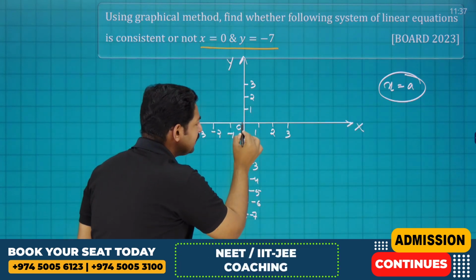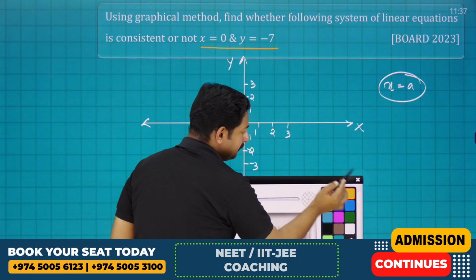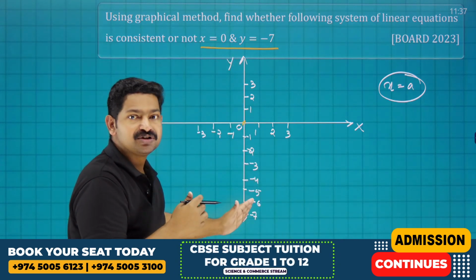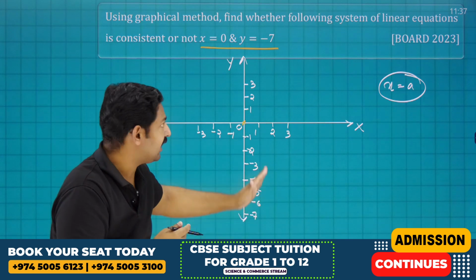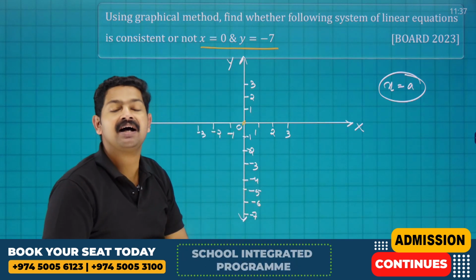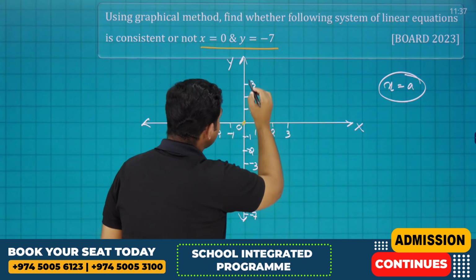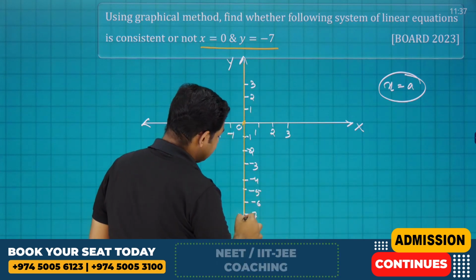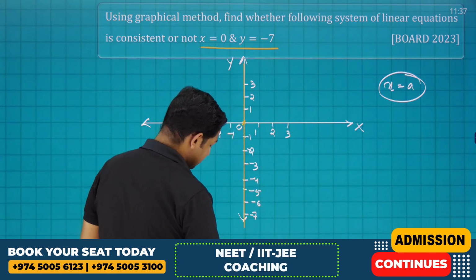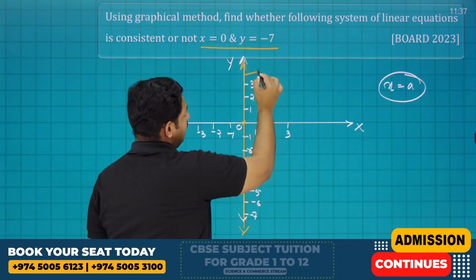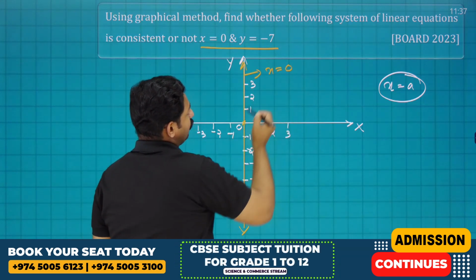So x equal to 0 means this is the point, right? It's the origin. And parallel to the y-axis means it's the y-axis itself, which means the graph coincides. So the y-axis itself is the graph. So for x equal to 0, the graph we can draw is the y-axis itself. This is the graph. Okay. So this is x equal to 0.